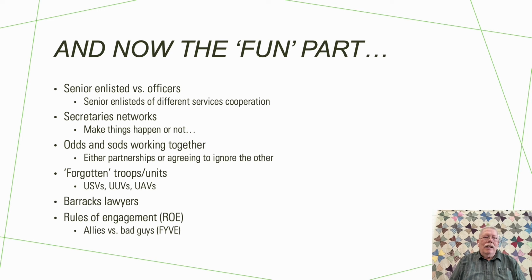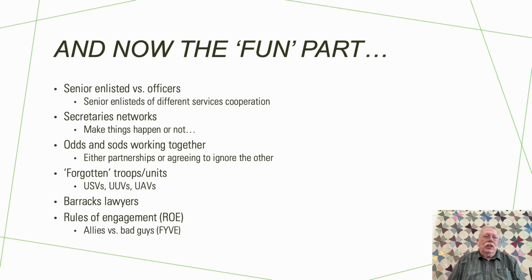Odds and sods, mainly in the special missions world, they will either have partnerships or agree to ignore each other. Probably one of the classics was a set of snipers from the Marine Corps that were set up downrange, and a set of snipers from the Army from one of their special units who were told to go to the same place. So they ended up for about 24 hours taking shifts where the Marines would be on the gun for a while, then the Army would be on the gun for a while, and they went back and forth. So neither one of their bosses ever knew about it until after the fact.